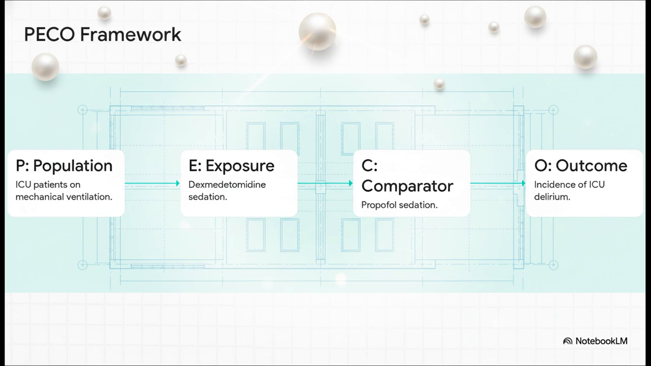Well, here's a fantastic pearl. Use the PICO framework. That's population, exposure, comparator, and outcome. Seriously, breaking your idea down into these 4 pieces forces you to be specific. It's kind of like a recipe. You need all the ingredients before you can start cooking.